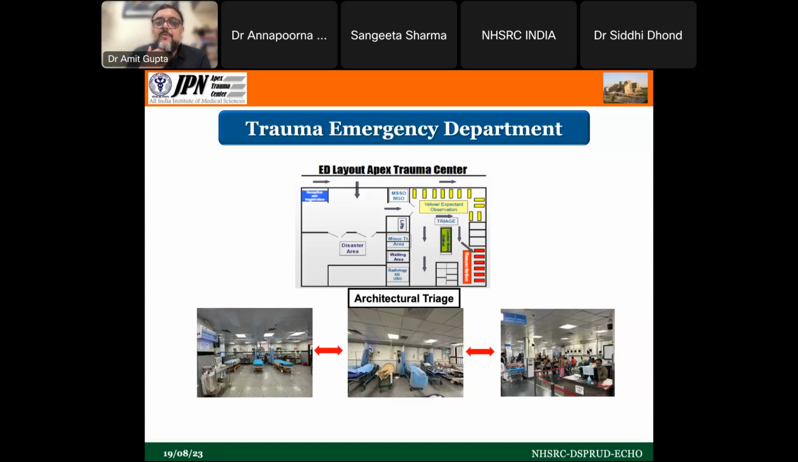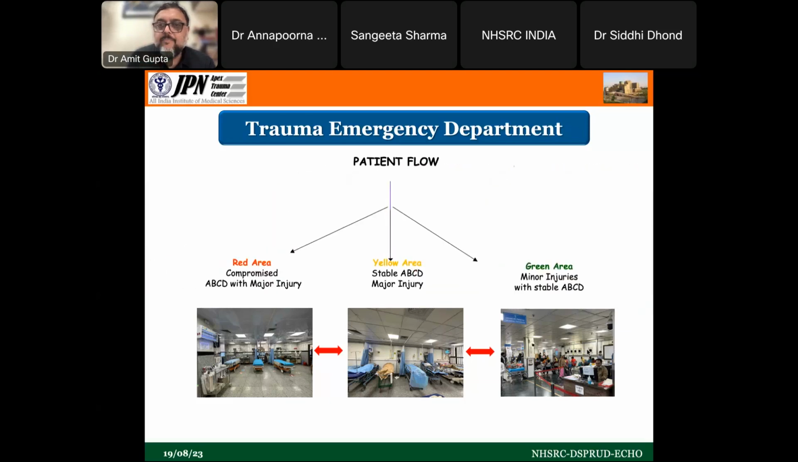Now, we at our trauma center have architecturally triaged these areas. We have a red area, we have a yellow area, and we have a green area separately, so that these patients do not mix. Moreover, because the red patients would require a lot of human care, a lot of healthcare workers' indulgence, the doctors and the staff should not be disturbed by the green patients. And remember, the green patients are walking wounded. They would shout the most. They would create the most hassle. Therefore, try to maintain a different area for a walking wounded patient than a red or a yellow area. So that's how we do.